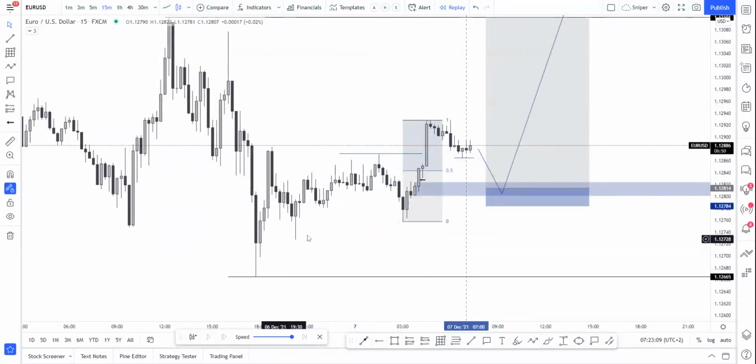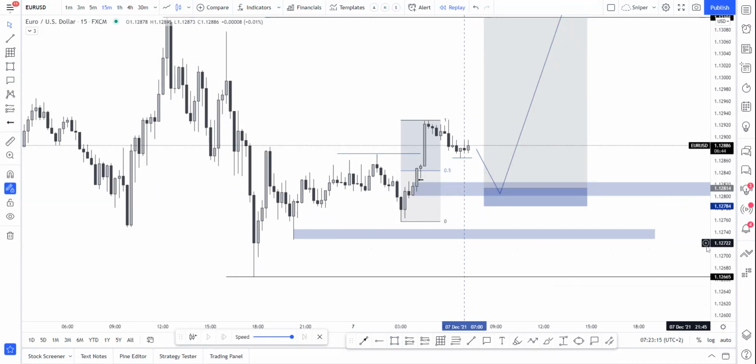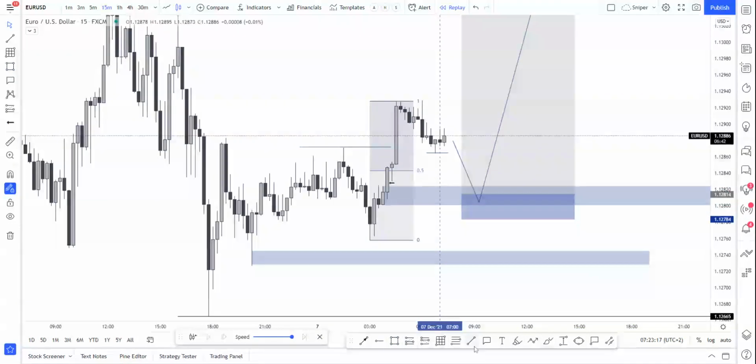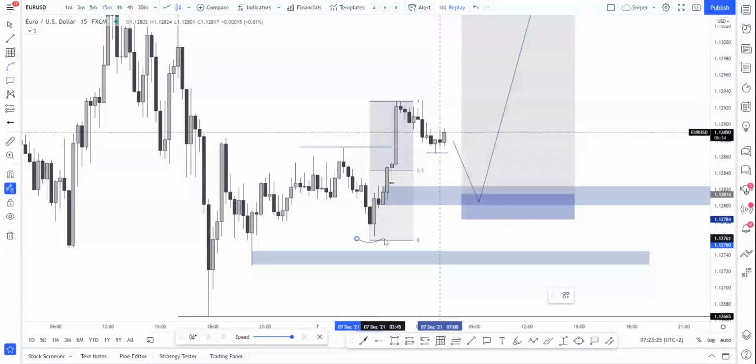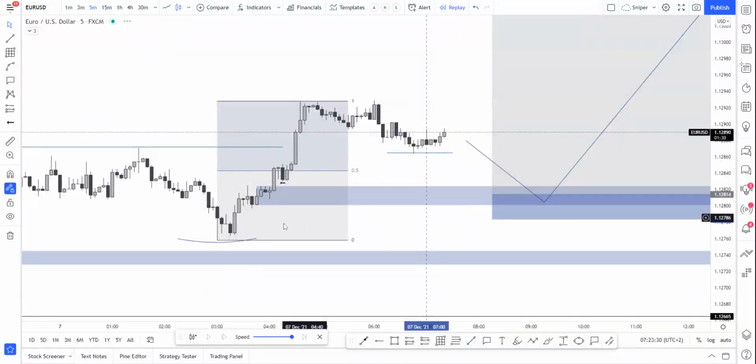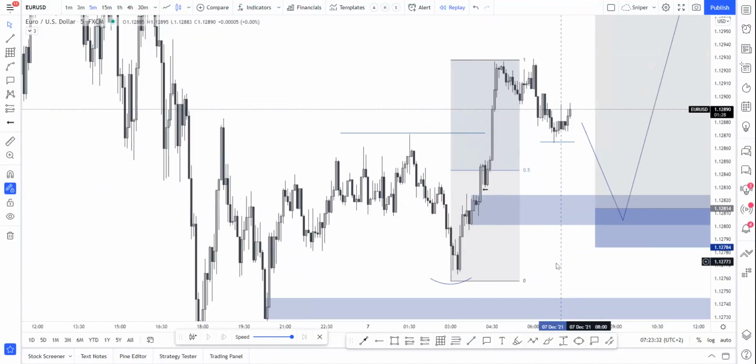I'm not sensing or feeling anything on the lower time frames. Maybe the only thing that we could potentially look at is something in this week. We'll have a look because we have the Asian low as liquidity. So let's just use the curve. We have the Asian low as liquidity there as well. So if we perhaps look at the 5 minutes, yes, as expected.